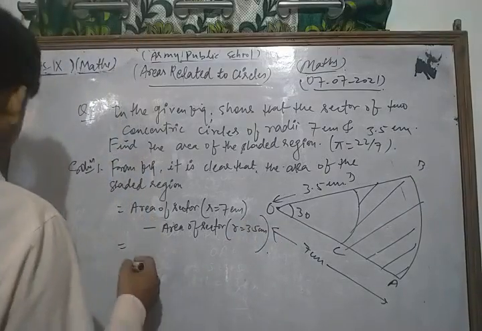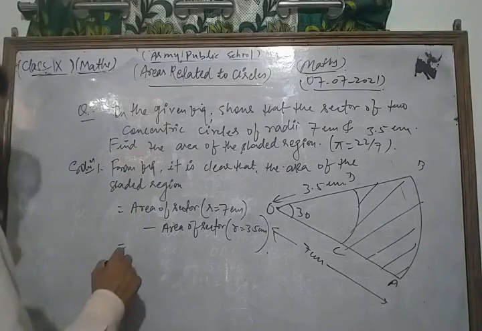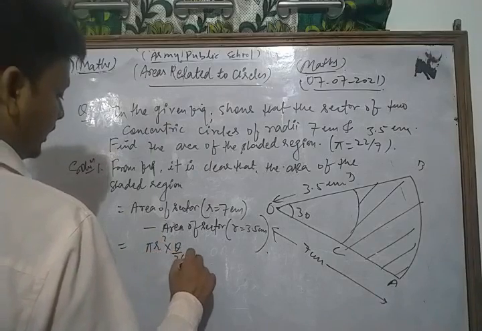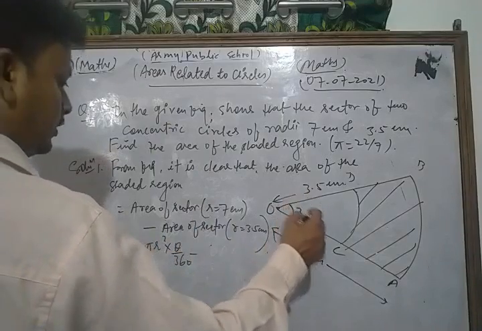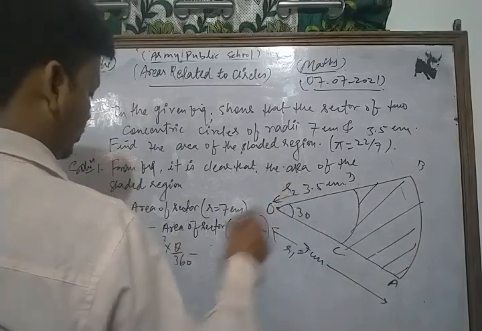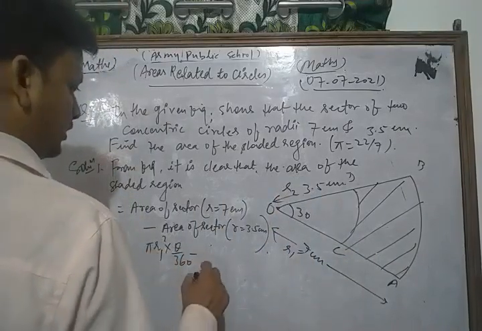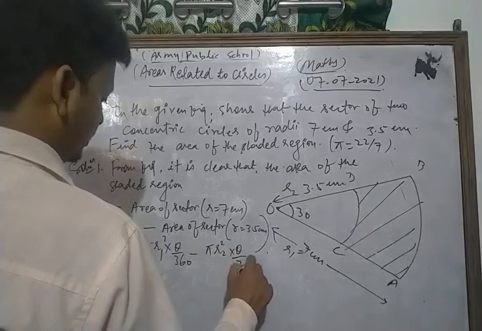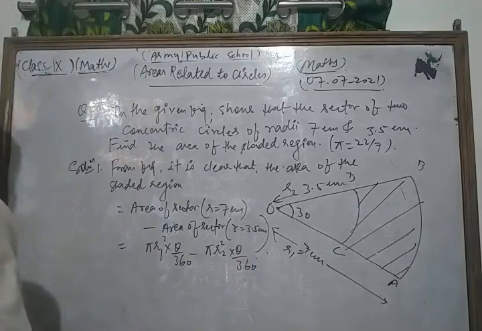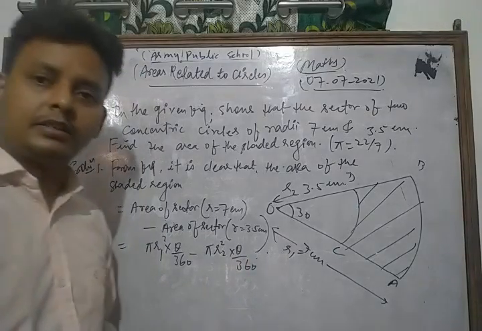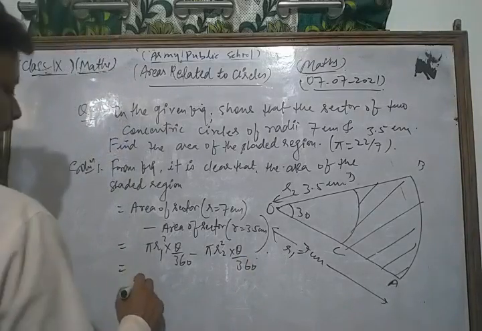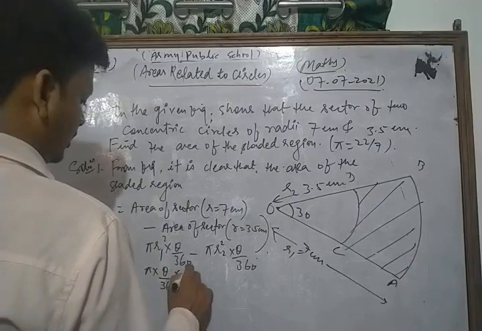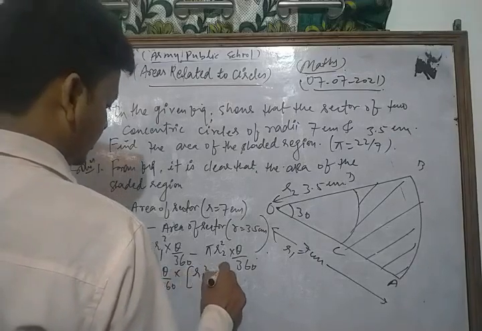So area of sector, you know the formula is pi r square theta upon 360. Minus, we take this as r1 and this as r2, minus pi r2 square into theta upon 360, because these are concentric circles and the central angle theta remains constant. Now we take pi into theta upon 360 degree as common, into r1 square minus r2 square.